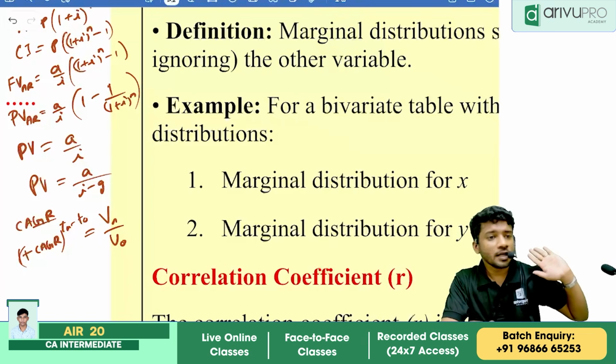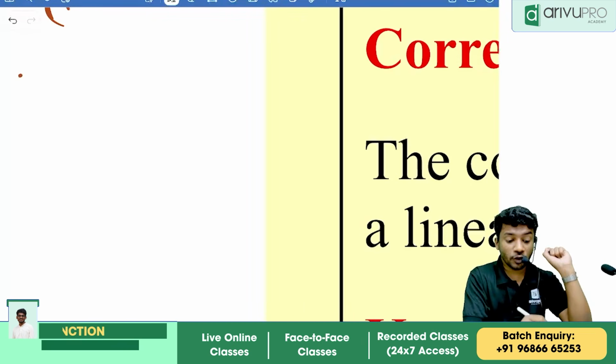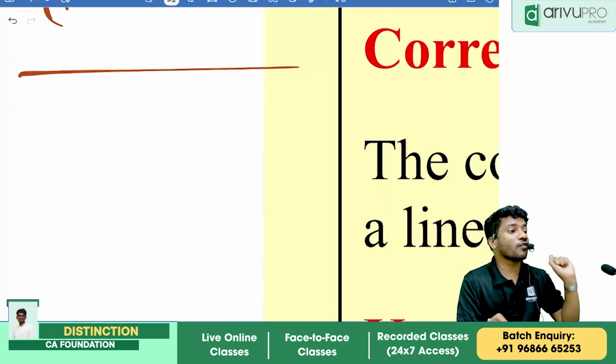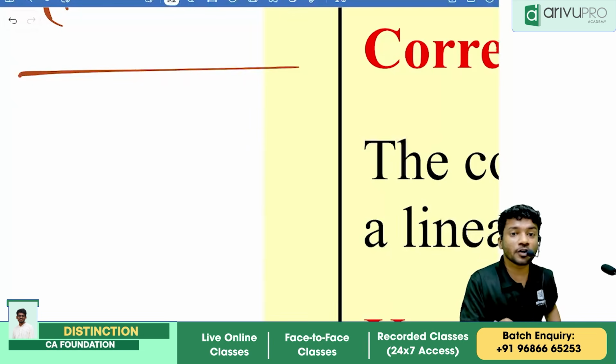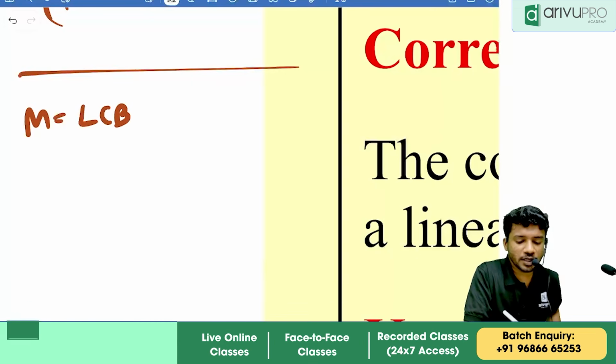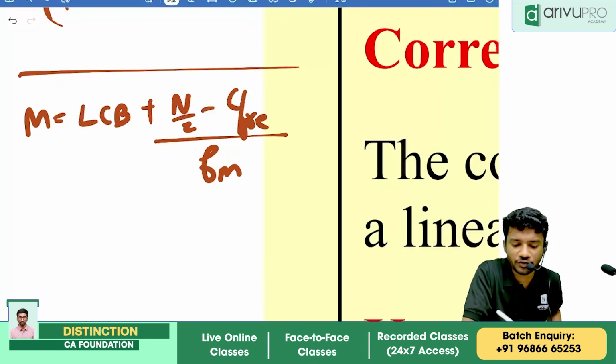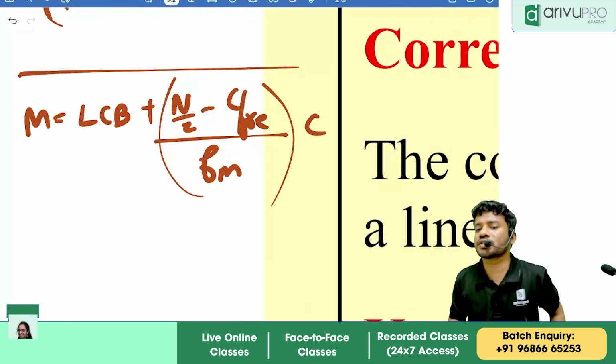Okay. Then, for grouped data, what was the formula for finding median? Grouped data. Median equals lower class boundary plus n by 2 minus cumulative frequency of the previous class, divided by frequency of the median class, into C.